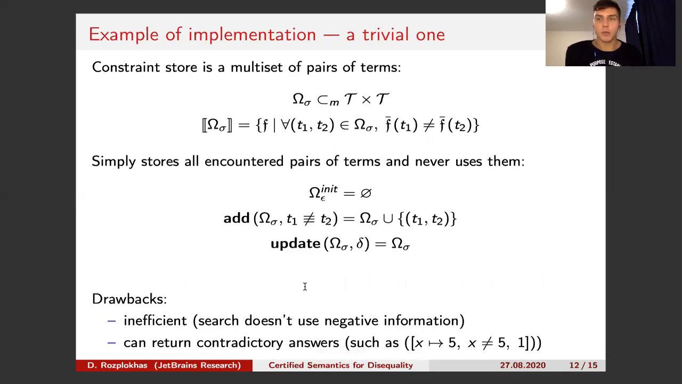We now provide 2 examples of such implementations. The first one is the simplest implementation we could imagine. It simply stores all pairs of terms from encountered disequalities and never uses them. This implementation trivially satisfies our sufficient conditions, but of course it isn't very practical because, among other things, it is inefficient since search doesn't use negative information in any way, and it can return answers like this, in which the final substitution contradicts the final constraints. Such answers don't represent any solution, so they don't affect completeness of the search, but still it seems not nice to have them.